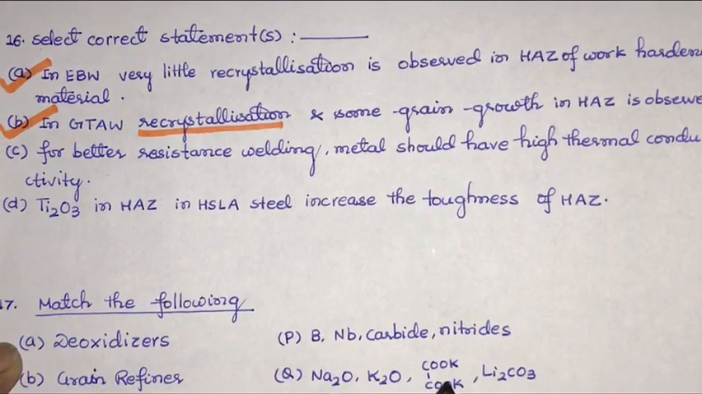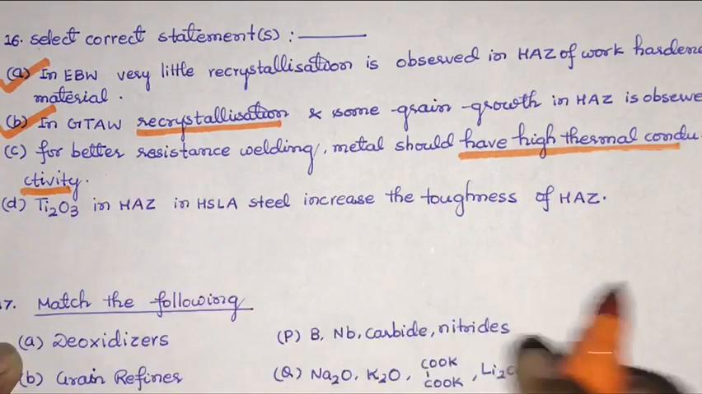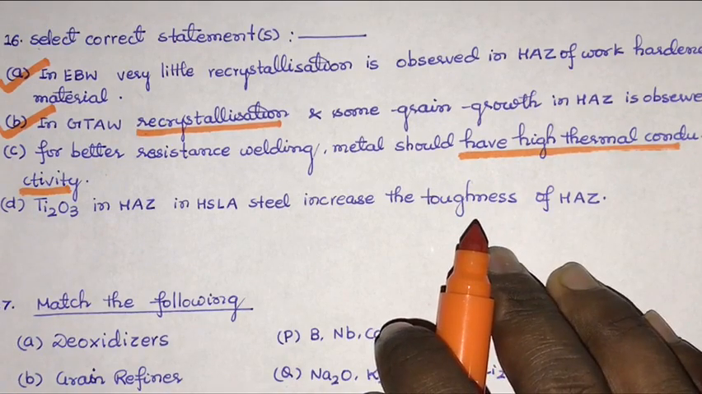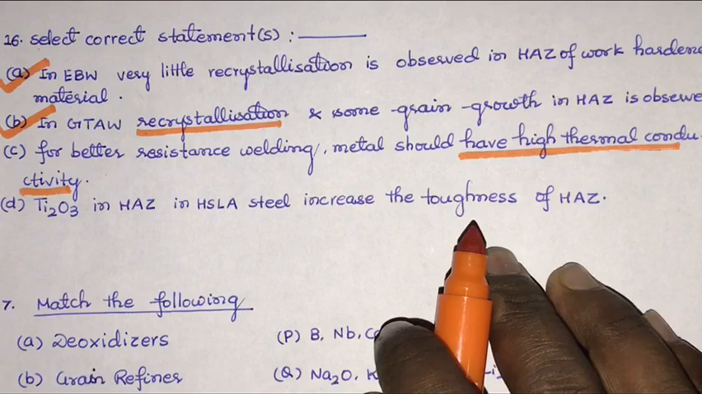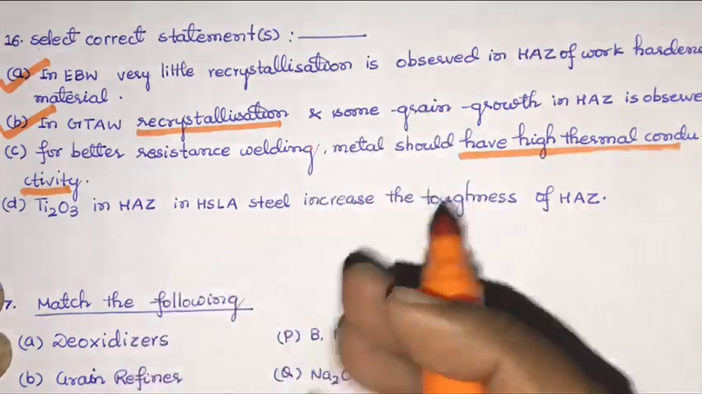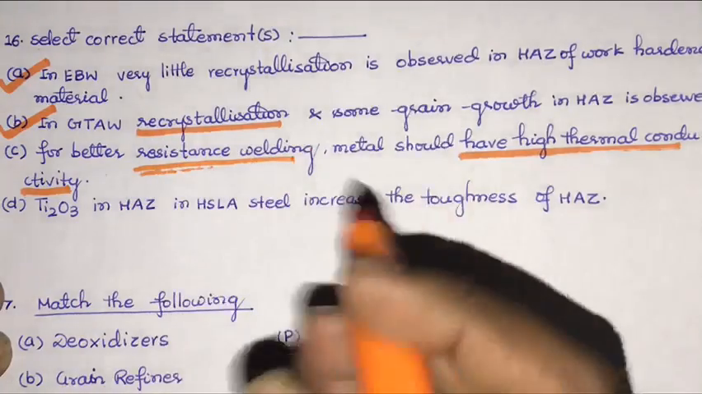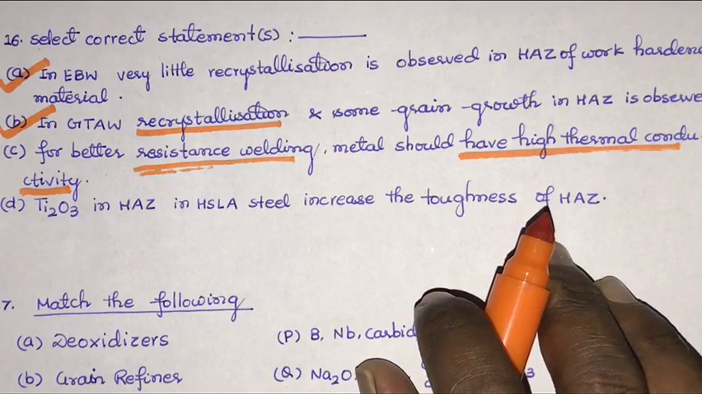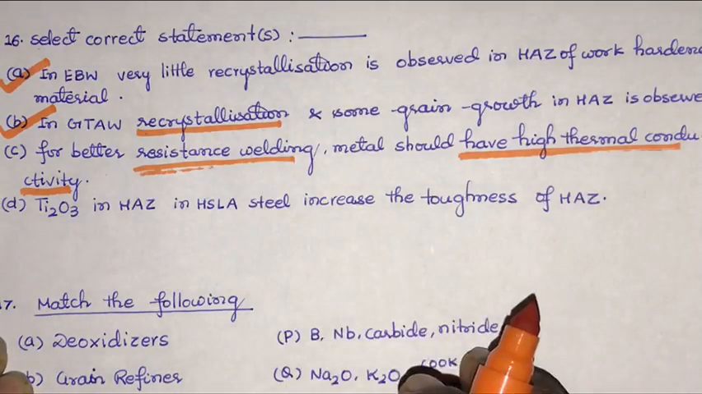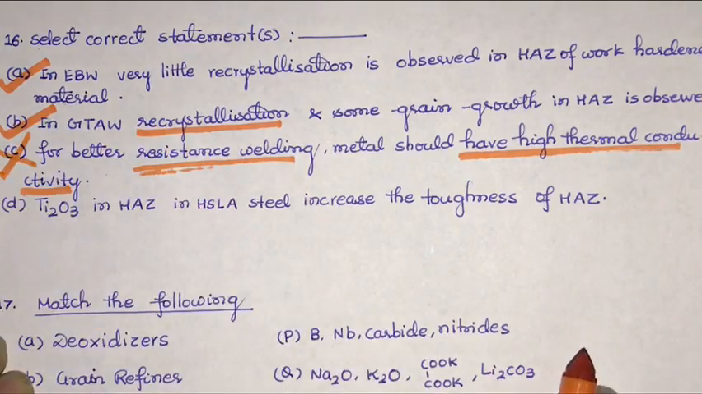Coming to the next. For better resistance welding, metal should have high thermal conductivity. No, absolutely incorrect. If the thermal conductivity of the metal is higher, there will be a lot of heat losses due to conduction. In resistance welding, the material should have higher electrical resistivity, low melting point and low thermal conductivity. So this is absolutely incorrect. Coming to the next.